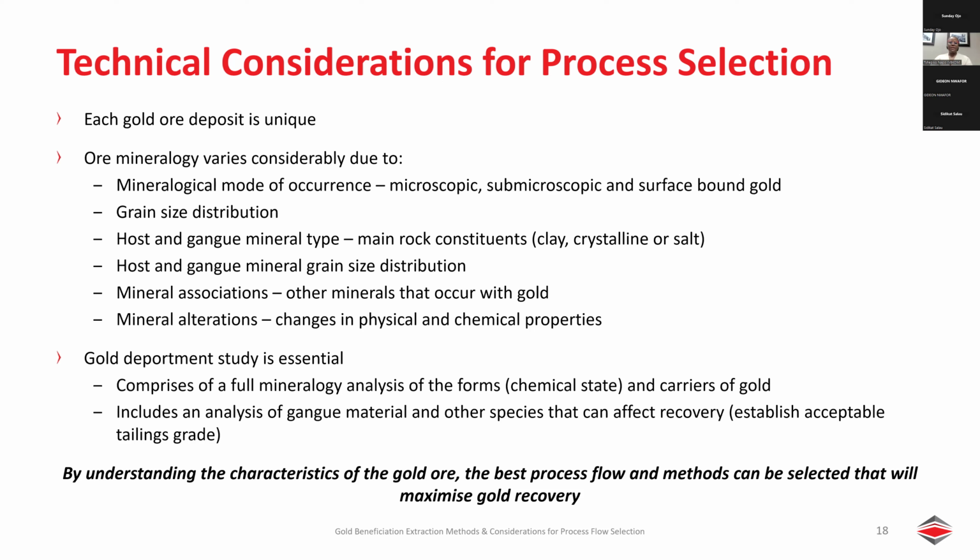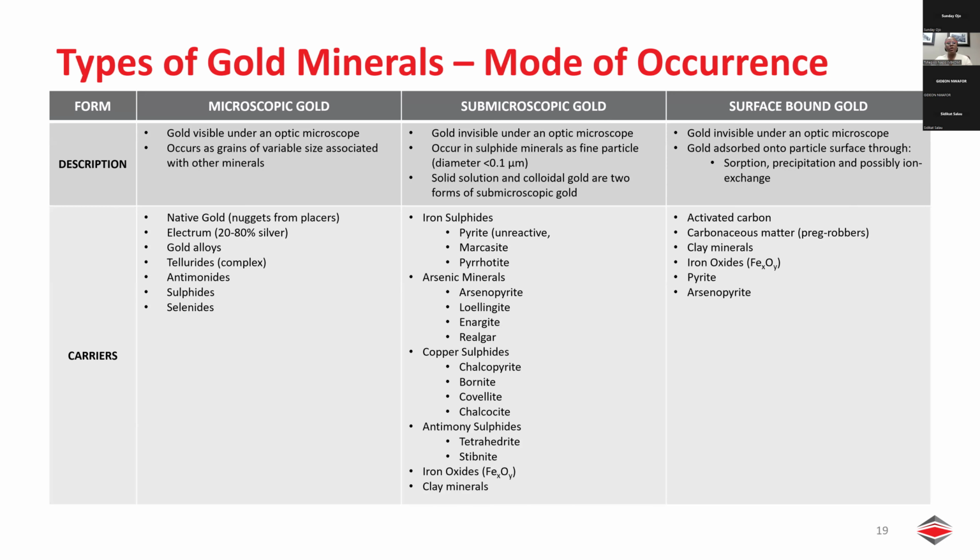Okay, so on this slide, I've got a summary of the types of gold minerals that can be found in different modes of occurrence. So that can be as microscopic gold, as submicroscopic gold, and surface bound gold. I'm not really going to go into this long list, but during the ore mineralogy phase of your study, these are the types of minerals that you might encounter.